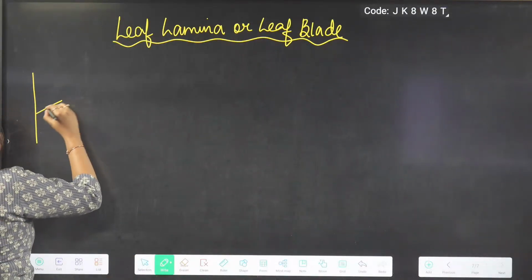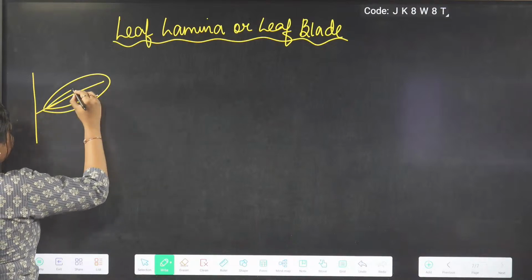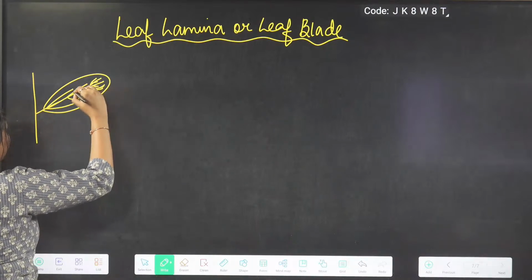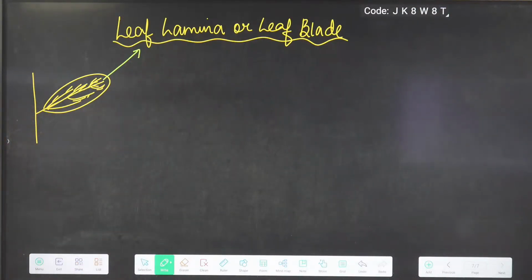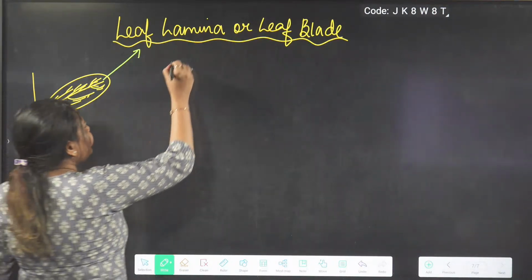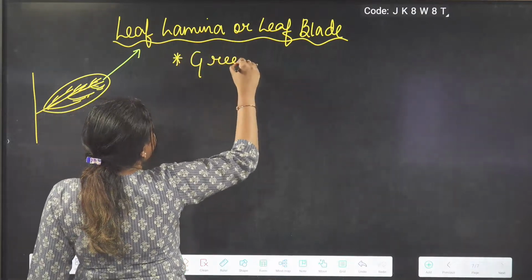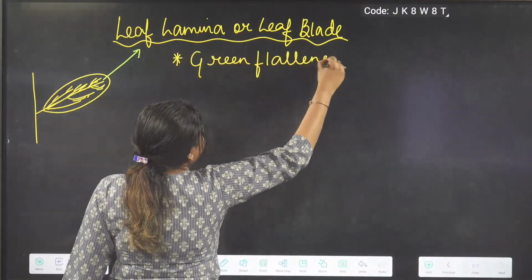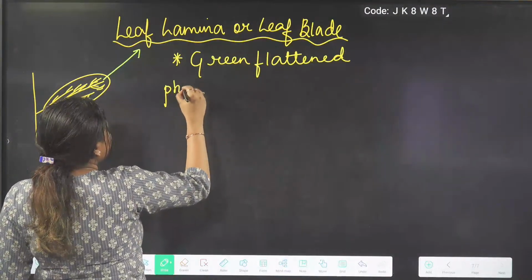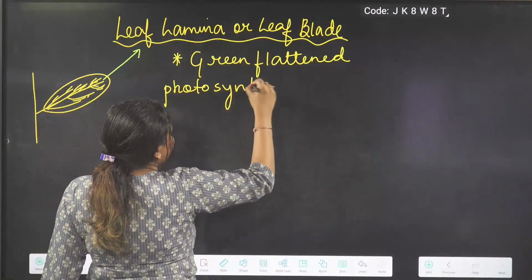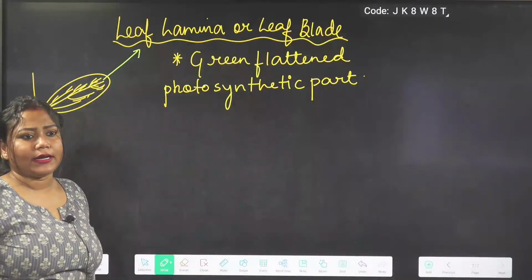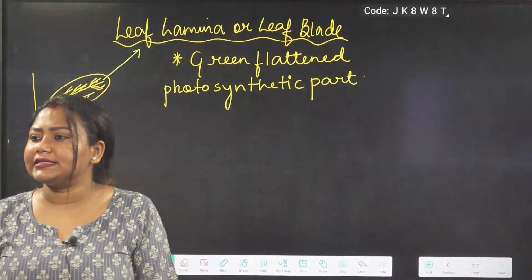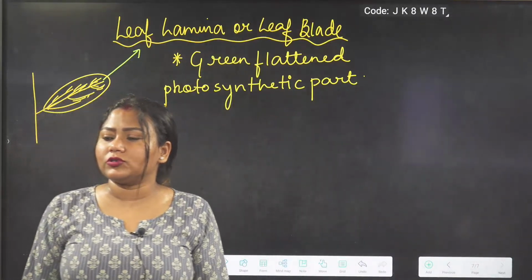Who is the leaf lamina? This is the leaf lamina, which consists of veins as well as veinlets. Yes or no? This is the leaf lamina or the leaf blade. What is the leaf lamina or leaf blade? It is the green flattened photosynthetic part. Very, very important. Leaf lamina or leaf blade is the green flattened photosynthetic part.